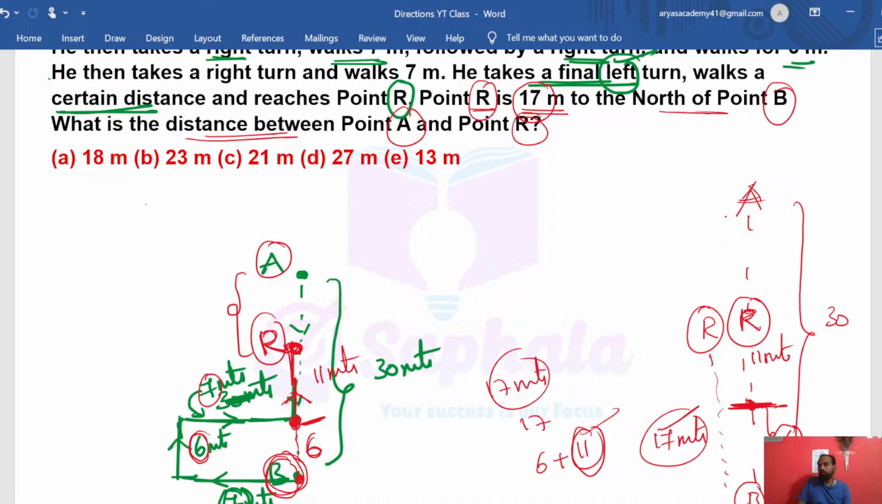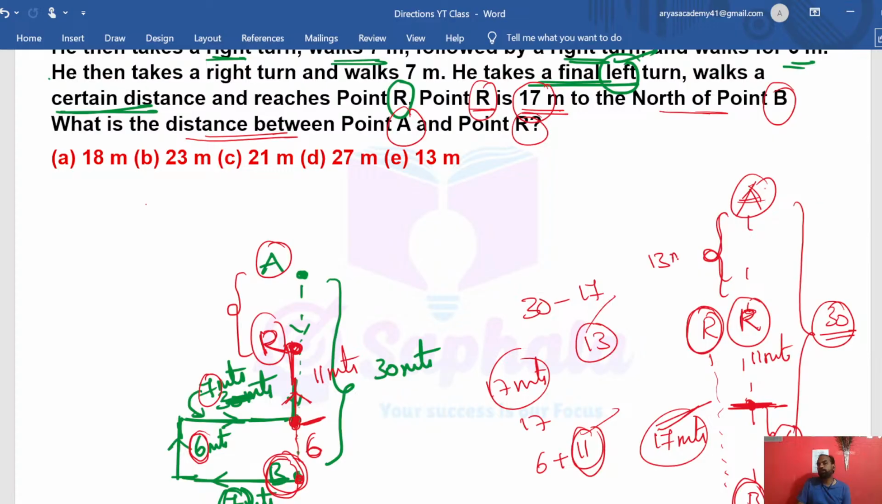Now you have to find out this portion. You already know that between A and B the distance is 30. But between B and R what is the distance? 17. So to find out this distance, you simply subtract this 17 meters from this 30 meters. That's it. It's a very simple question if you understand it properly. So 30 minus 17 will be 13. This portion will be 13 meters.